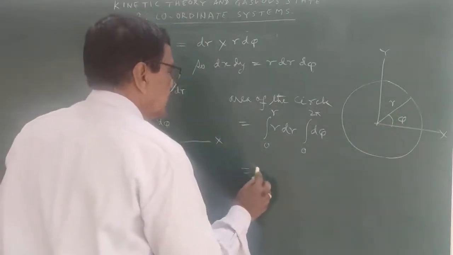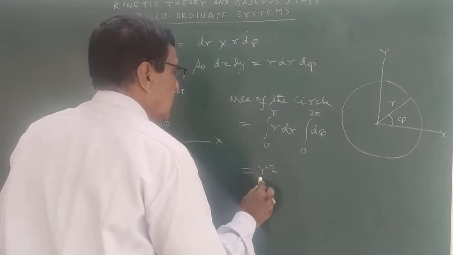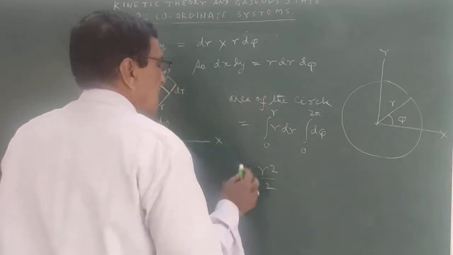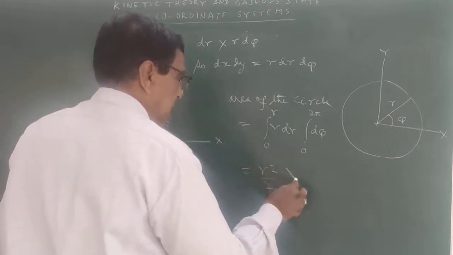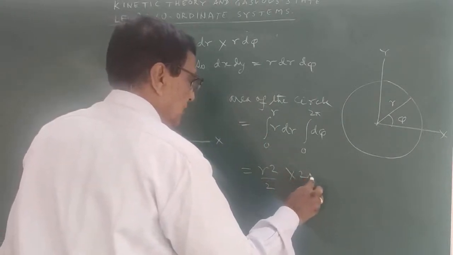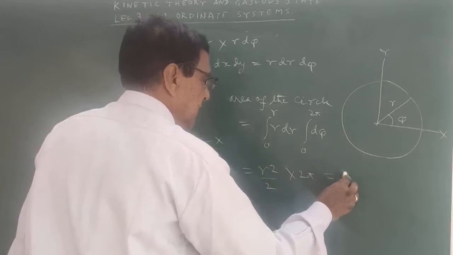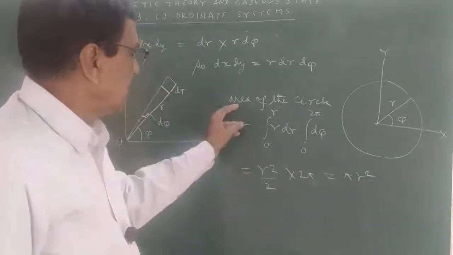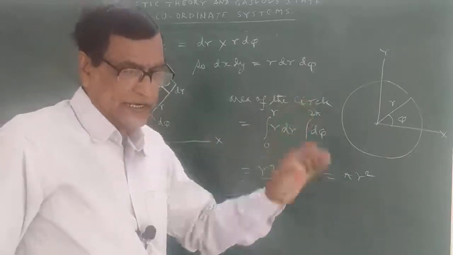Taking this integration and the limits, this is equal to r square by 2 times 2 pi. So it is pi r square. So the area of this circle is pi r square.